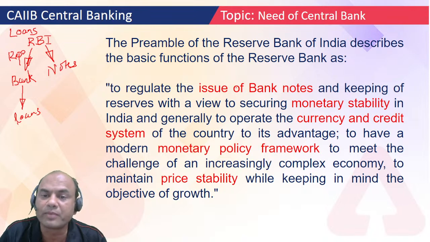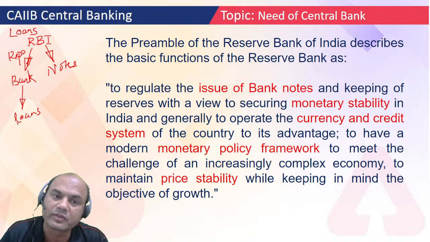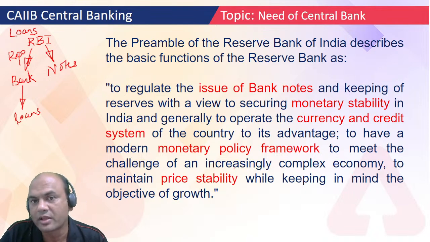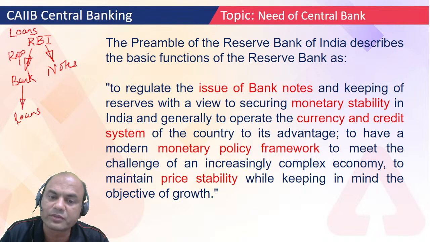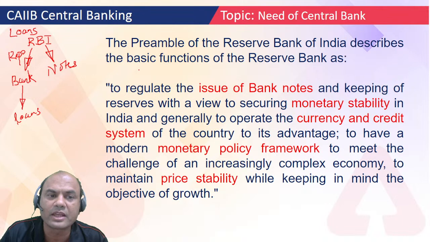So issue of banknotes, monetary stability, currency and credit system, monetary policy framework, and price stability. Inflation control is one of the important roles of RBI. If inflation goes up, it's said to be a failure of the RBI. So how does the RBI function? See this. RBI deals in repos. When it purchases repos, it gives money to the banks. So banks will have excess money. Banks will further lend it into the system, right?